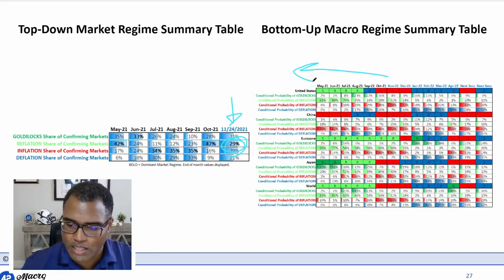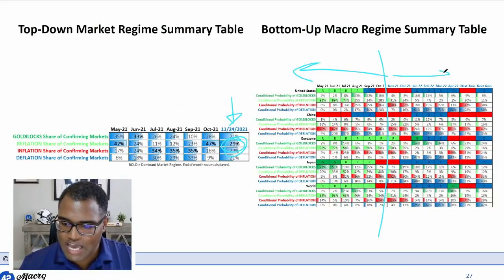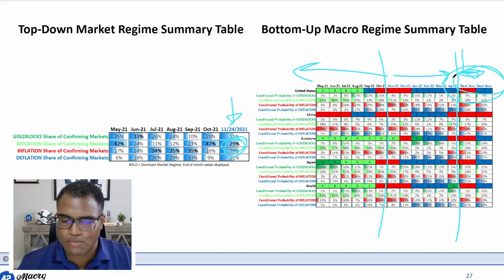And then on the bottom, the macro regime summary table shows, again, what's been realized in the economy, what we expect to happen in the economy, and then just summarizing that over the next 3 to 6 months. And so, our investment decision making process kind of lives in this 3 to 6 month forward window.